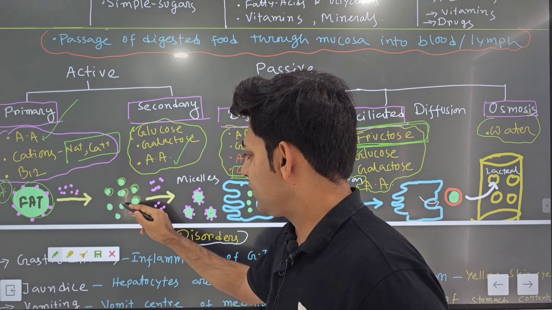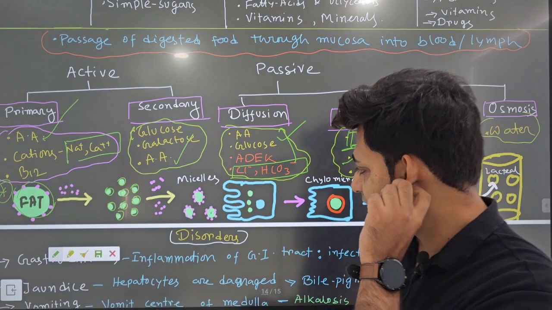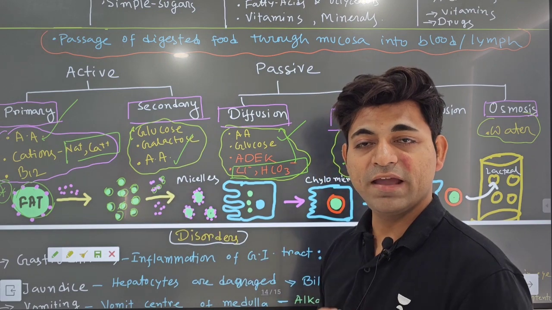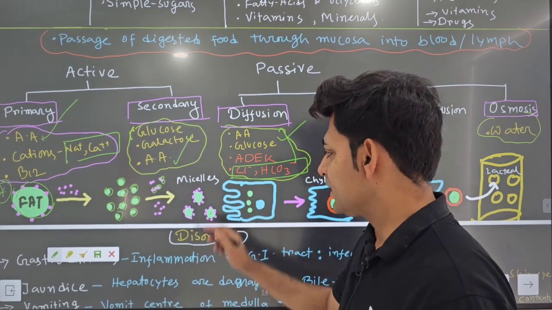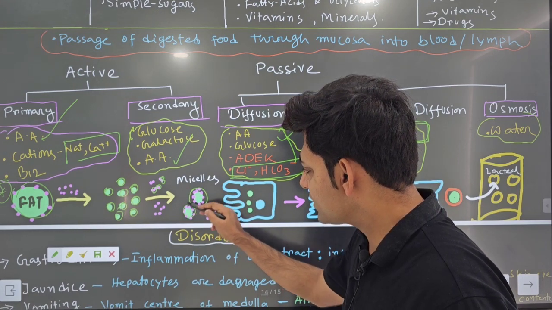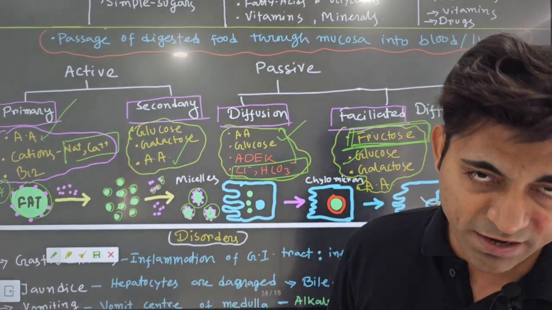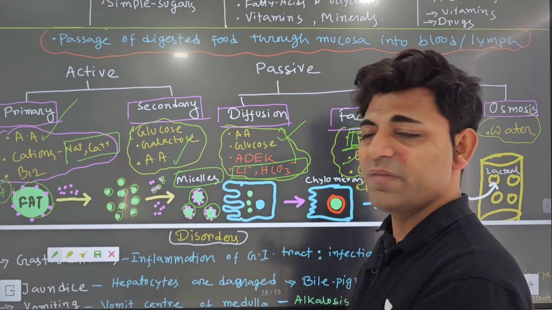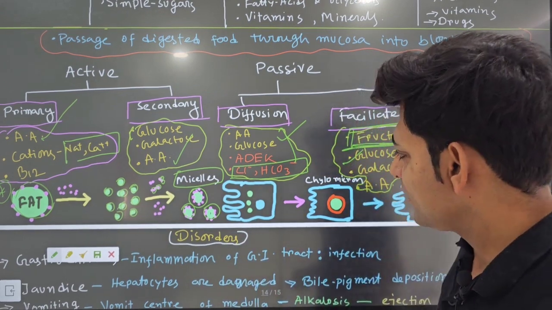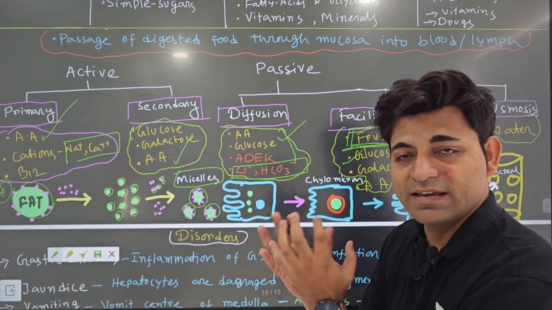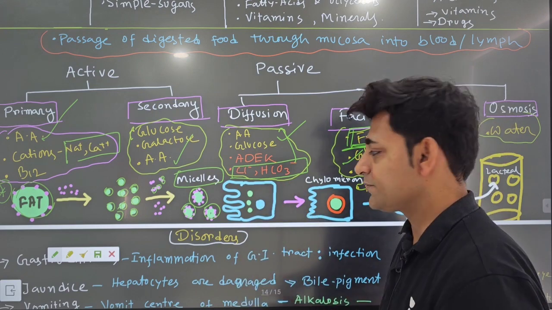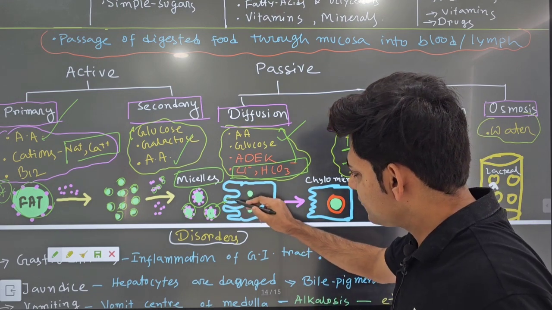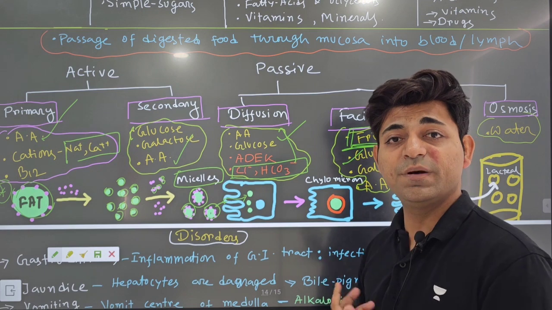Fat droplets. These pink color dots are actually bile salts, sodium glycocholate and sodium taurocholate. They will surround the fat droplets in a spherical manner with the help of cholesterol and lecithin, and this spherical structure we call micelles. Now these micelles are actually the delivery structure for these fat droplets. The micelles will carry the fat droplets near the cell membrane, and the fat droplets will enter the cell through the process of simple diffusion.